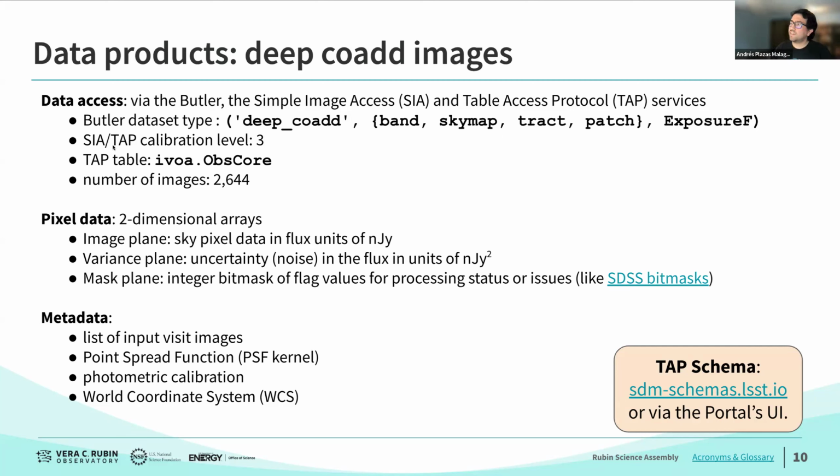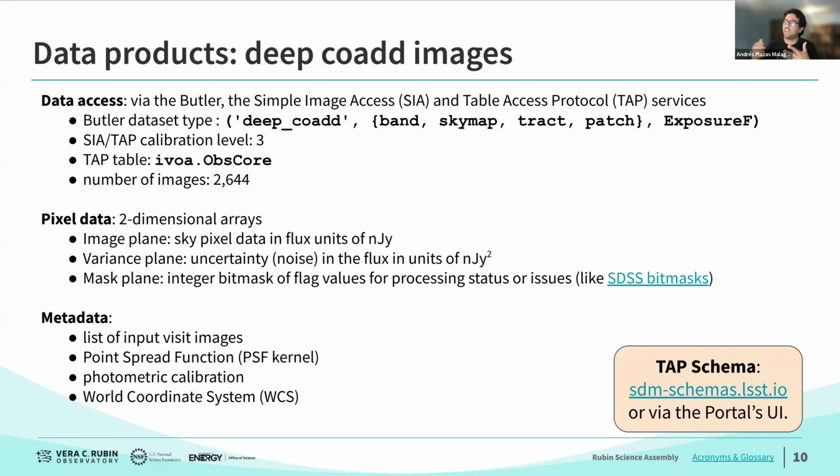Exposure F is a particular internal type of the image. If you're going to use the services from IVOA, you can use, as I said, SIA and TAP. These are what is called calibration level 3. This is some language from IVOA. Very briefly, level 1 is raw, level 2 is visit images, and the rest, like a coadd, is level 3. For DP1, we're going to have about 2,644 images.